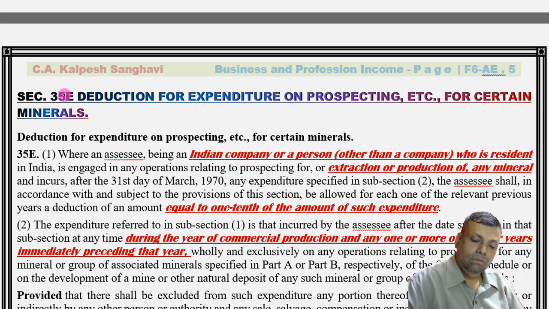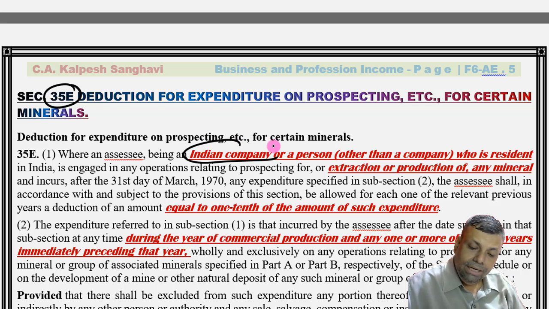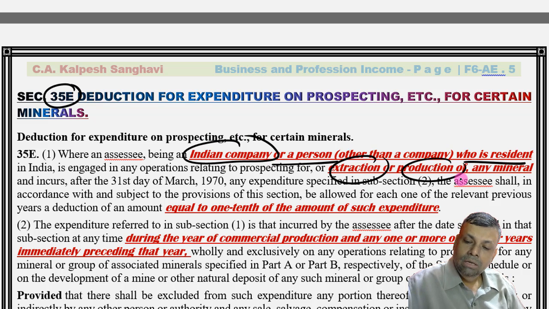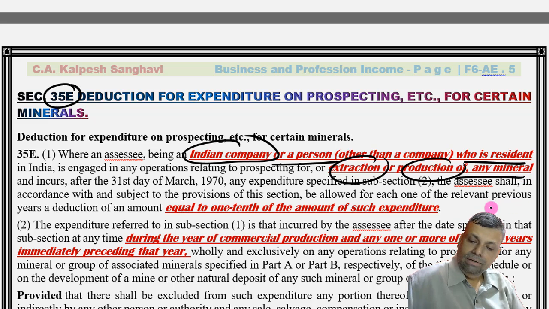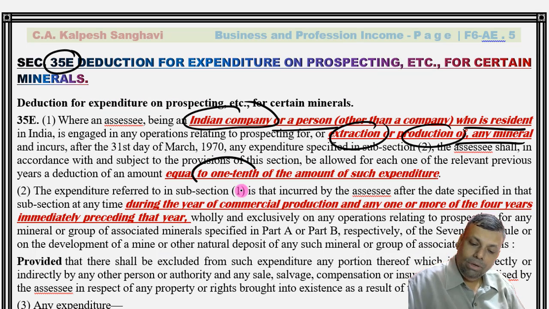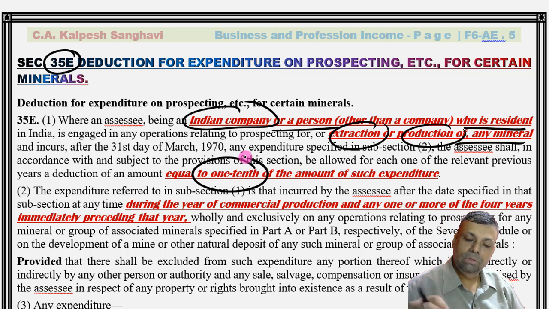Okay. Now section 35E is basically for those Indian companies or other resident persons who are in the extraction and production of minerals, basically the mining companies. For them, friends, there is a little bit of an extra thing. That means for them the amortization is to be done in a slightly different way, and here it says that you will have 1/10 amortization. That means you will have 10 equal yearly installments for the purpose of amortization under this particular clause.